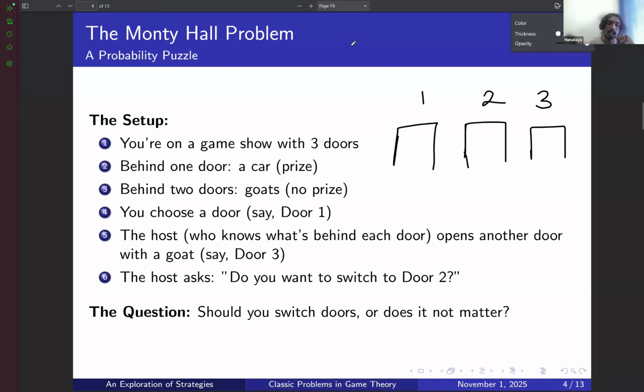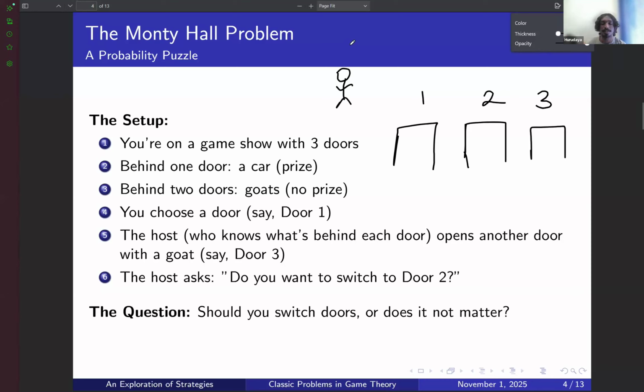Behind one of these doors is a car that you want to win. Okay, so that's the prize. Behind the other two doors is a goat that you don't want to win. There's a game show host as well, and the game show host knows behind which door the car is.